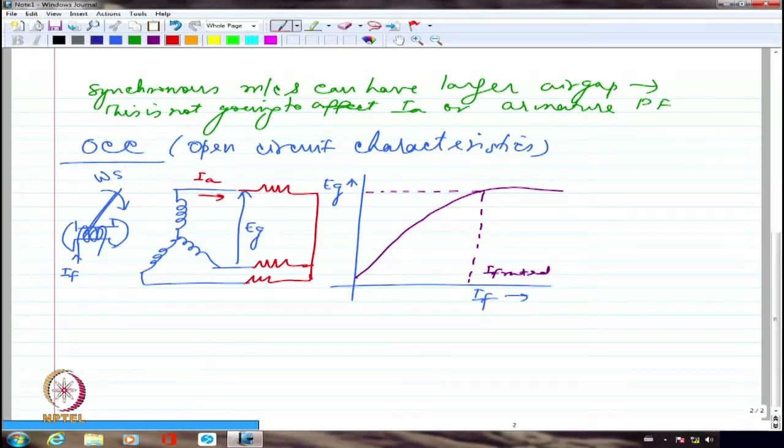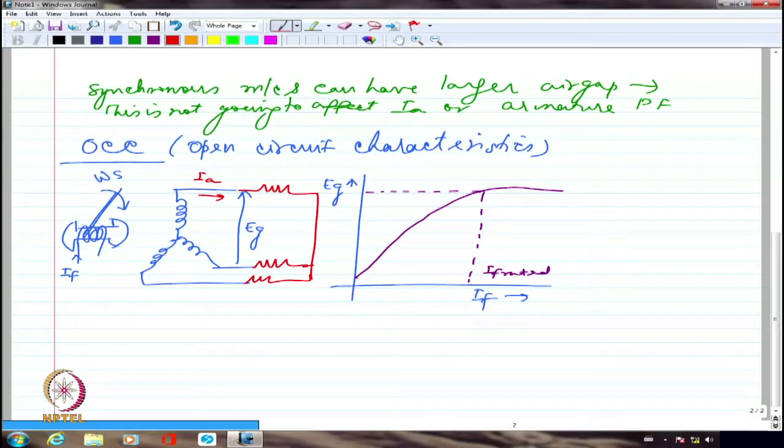Both these fields are rotating at synchronous speed, because of which both of them are inducing EMFs of the same frequency. The frequency will not be any different. The frequency will be different only if the two fields had been rotating at two different speeds. They are not rotating at two different speeds. So I am going to have basically two EMFs induced at the same time.